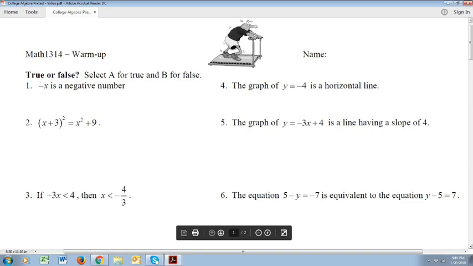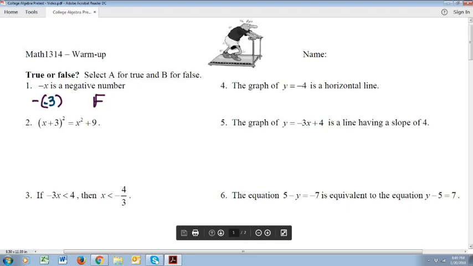So if you look at number 1, I could write this as minus x, and let's say x was 3. So if x were a positive number like 3, this would be a true statement. That is a negative number. It's the number negative 3. But what if instead x had been negative 3? Then you'd have negative negative 3, which actually would be positive. So this statement is not always true. It's only true when x is a positive number. And so for that reason, we would say that this is a false statement.